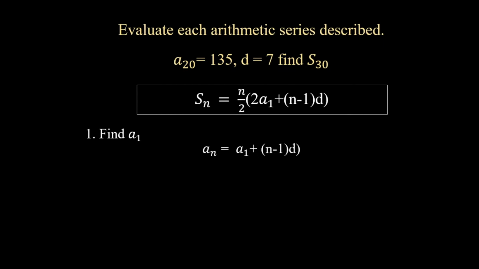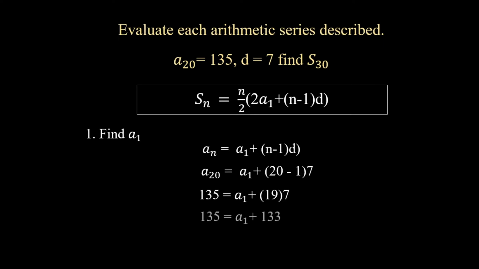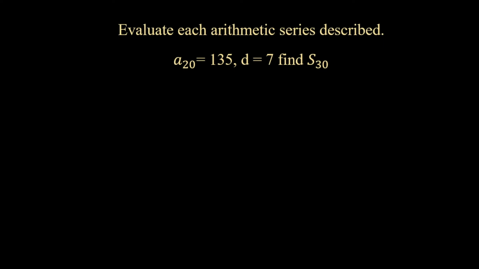So you will be using the arithmetic sequence formula, which is a sub n equals first term plus n minus 1 times d. You substitute all the things you know in, and you will get 135 equals first term plus 19 times 7. That will lead you to the first term equals 2. Now you know the first term.